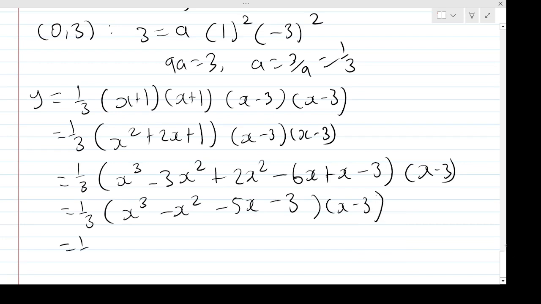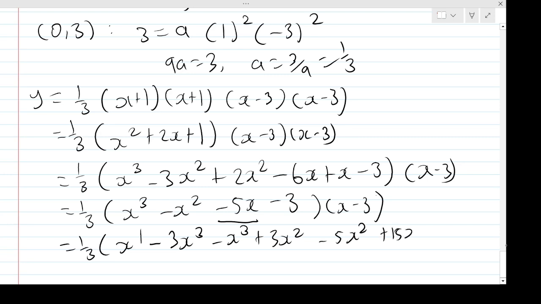So that'd be a third of, well, x cubed firstly. x cubed times x would be x to the 4. x cubed times minus 3 would be minus 3x cubed. Then the next term, minus x squared times x would be minus x cubed. Minus x squared times minus 3 would be plus 3x squared. Then the next part, minus 5x times x would be minus 5x squared. Then minus 5x times minus 3 would be plus 15x. Then lastly, we have minus 3 times x, minus 3x. Then minus 3 times minus 3 would be plus 9.